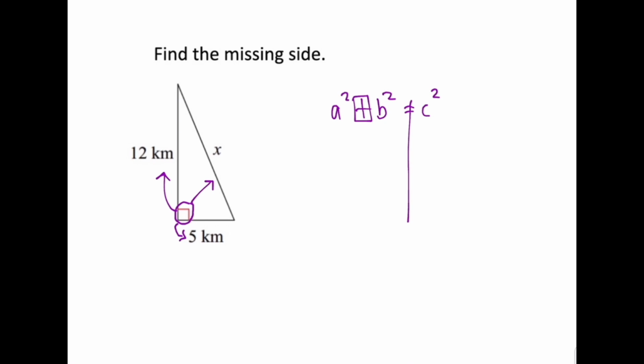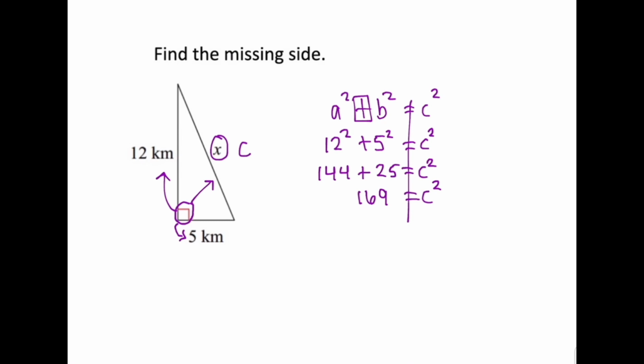That means that we're missing c, which makes sense because c is the hypotenuse. It's the side that's across from the right angle, so x is really the c. So now that we know we're missing c, we can plug 12 and 5 in for a and b. Now we can start solving our equation. 12 squared is 12 times 12, which is 144. 5 squared is 5 times 5, which is 25. Now we can take and add 144 and 25. That gets us 169. So we have 169 equals c squared.